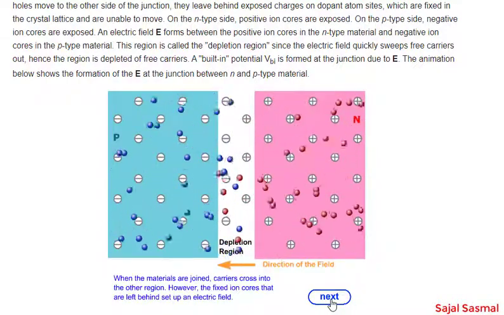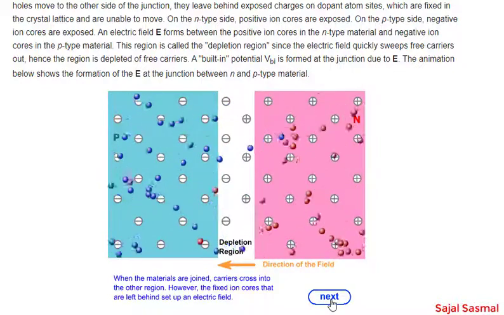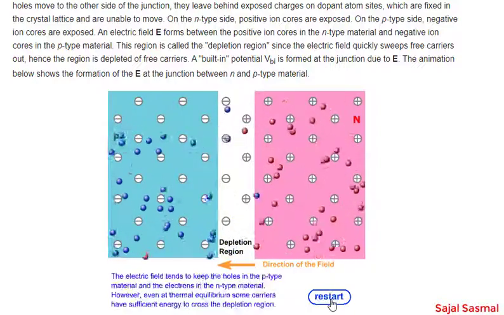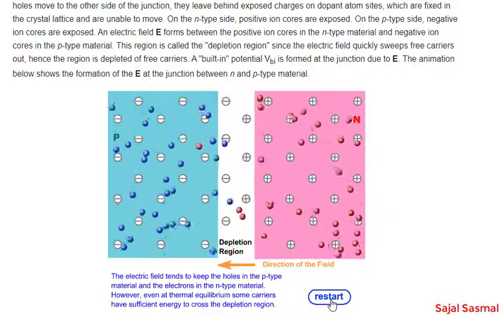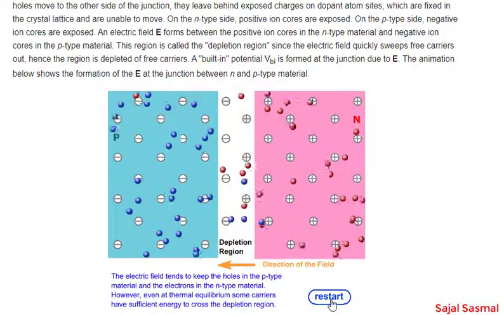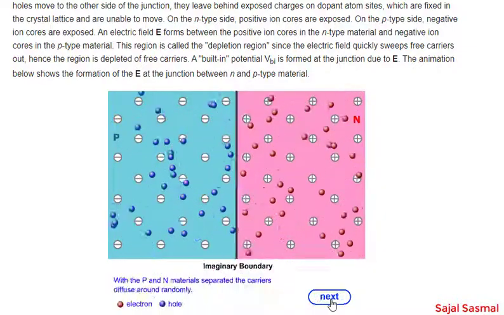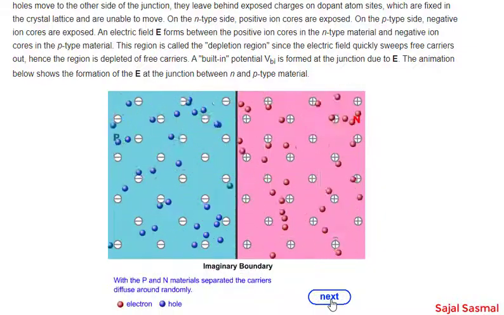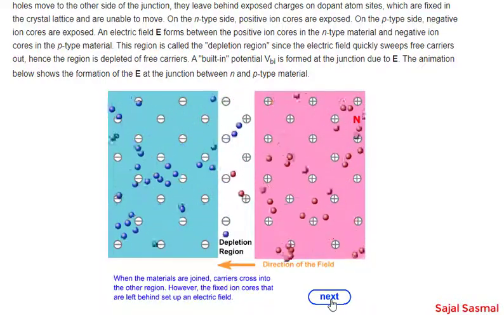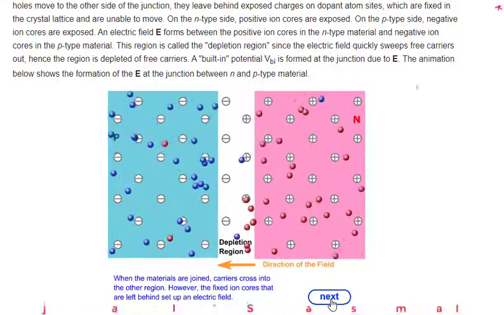However, in a PN junction, when the electrons and holes move to the other side of the junction, they leave behind exposed charges on dopant atom sites, which are fixed in the crystal lattice and are unable to move. On the N-type side, positive ion cores are exposed. On the P-type side, negative ion cores are exposed. An electric field E forms between the positive ion cores in the N-type material and negative ion cores in the P-type material. This region is called the depletion region, since the electric field quickly sweeps free carriers out, hence the region is depleted of free carriers.